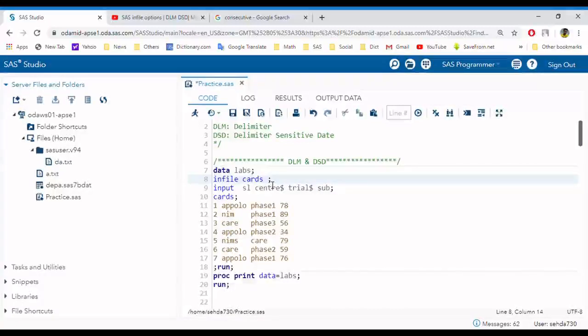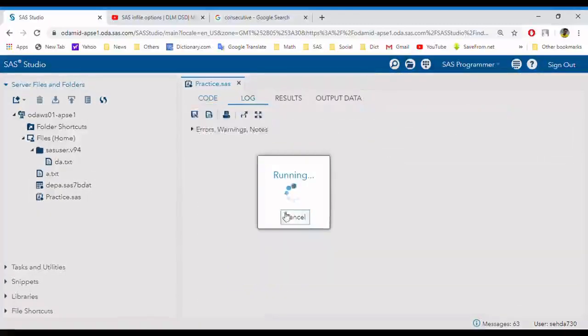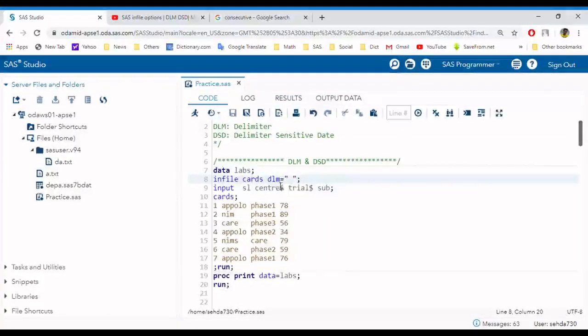Even if you write DLM, the option keyword, with space, it is the same thing. The same way it will read the data. So by default space is the delimiter in SAS. Okay, so that was about the DLM. If you want to make some other thing a delimiter, for example, instead of space things are separated by comma, right? Then we have to give the delimiter over here as comma.